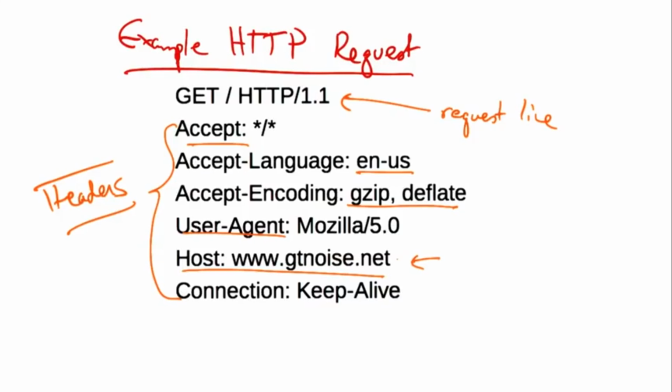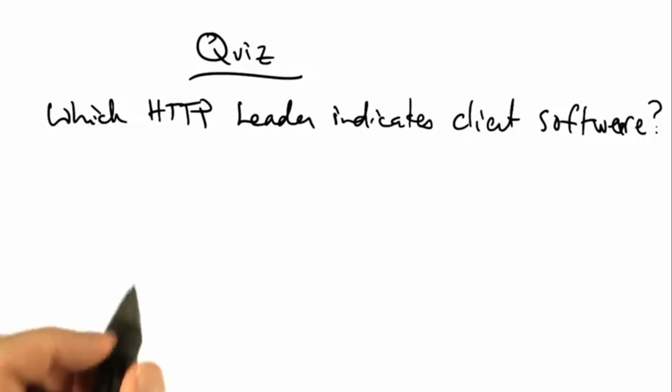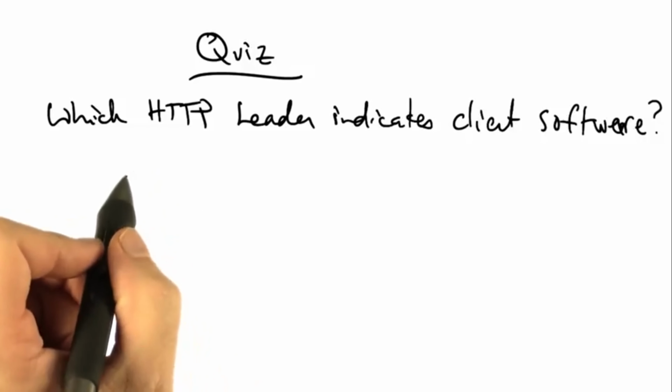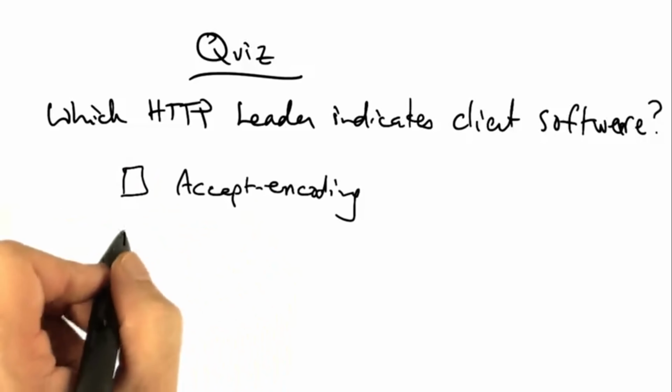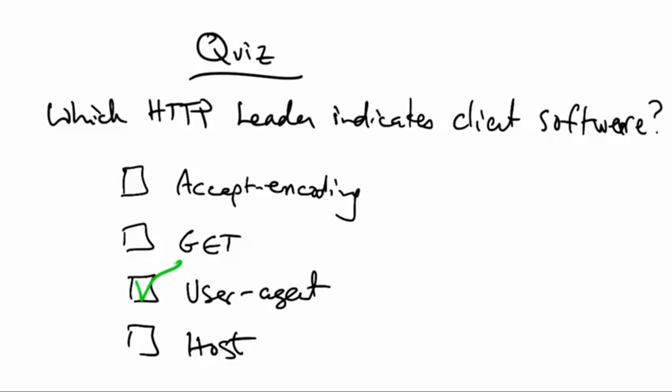As a quick quiz, which HTTP header field indicates the client software that's being used to make the request? Accept encoding, GET, user agent, or host? Please pick the best answer. The user agent field in the HTTP request header indicates the client software that's being used to make the request.